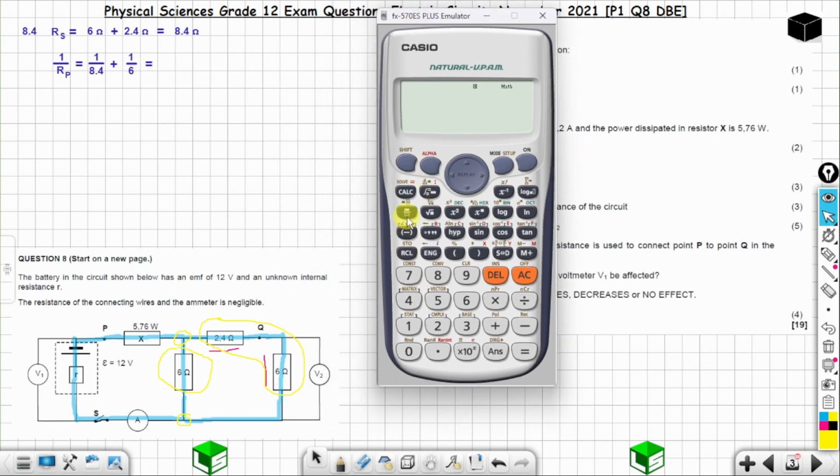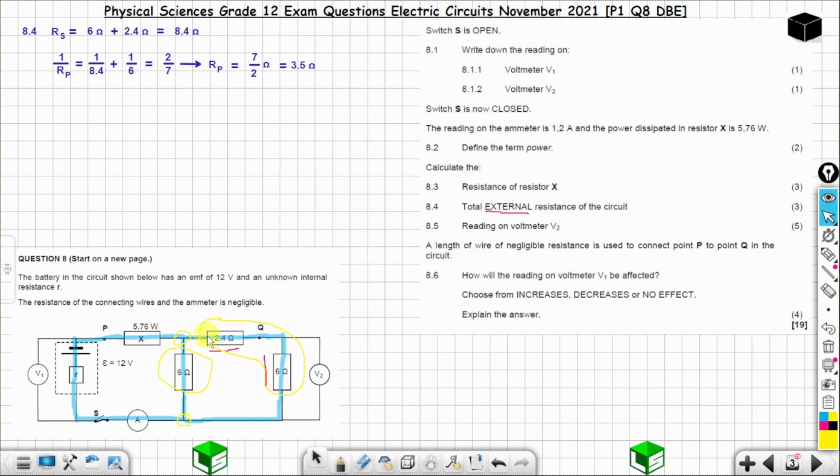You have 1 over 8.4 plus 1 over 6. You have 2 over 7. You need Rp, not 1 over Rp. You are going to flip. So you are going to have 7 over 2 ohms, which is equal to 3.5 ohms. Now you have that for the parallel connection.